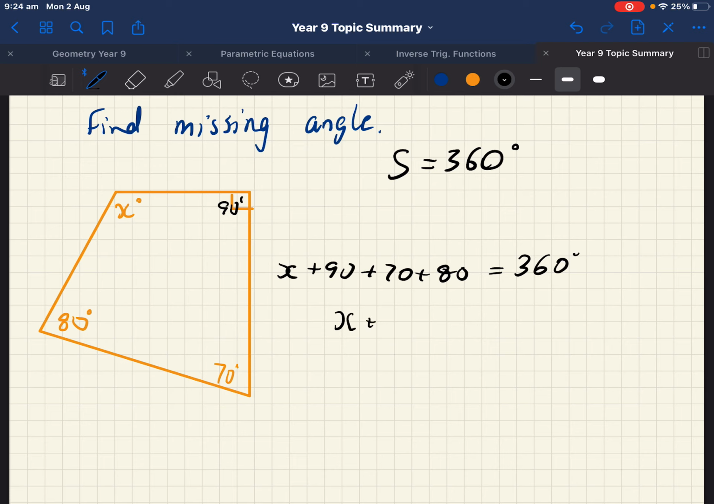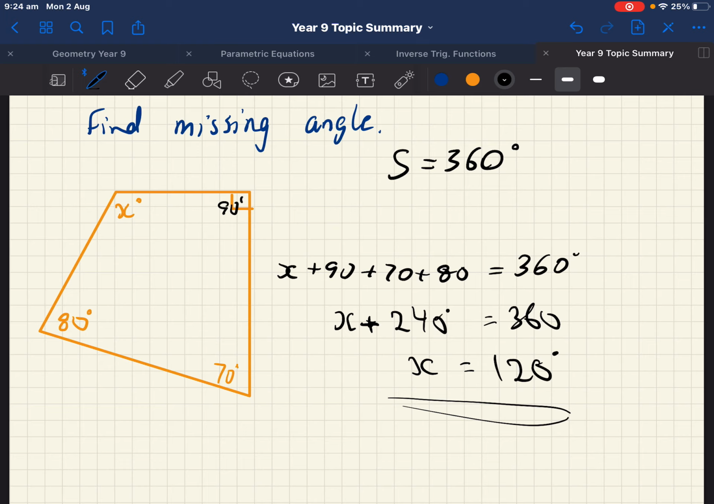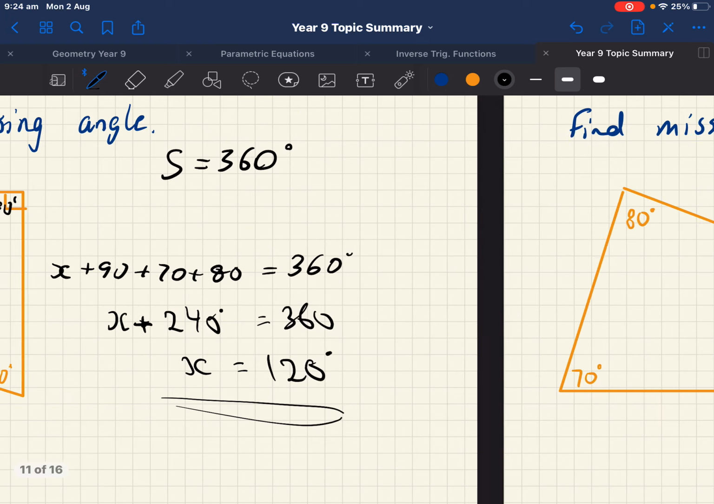So just adding these together, we end up with 160 plus another 80. So 240. All right, so we've simplified the equation. Now we're going to go ahead and solve. How do you get rid of a positive 240? Yeah, we're going to take away 240. And you end up with the value of the missing angle. That's pretty nice, that one. All right, let's move on.